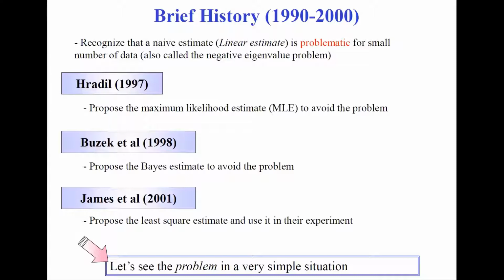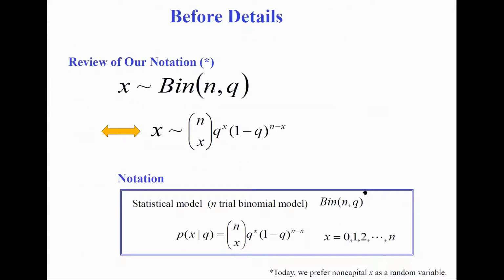What's the problem? In a very simple situation, we will see this problem. Before the details, we review our notation. Please recall this. If we write X tilde Bin(n, q), it implies X is distributed according to a binomial distribution with number of trials n and success probability q. And we often more explicitly write the probability function.